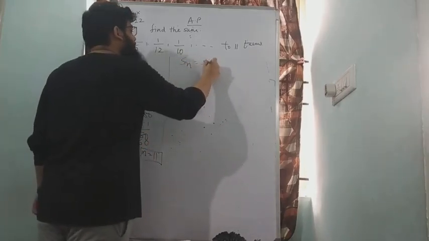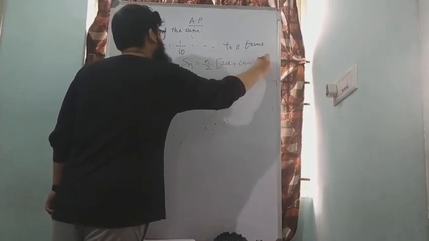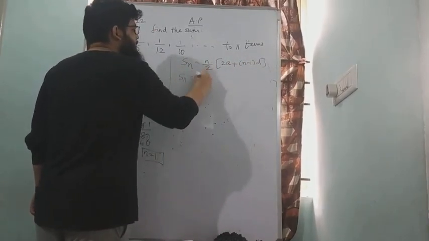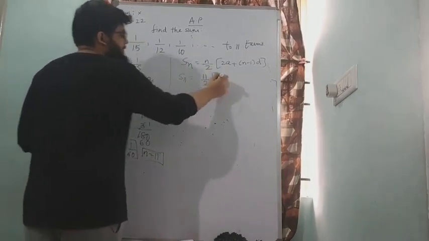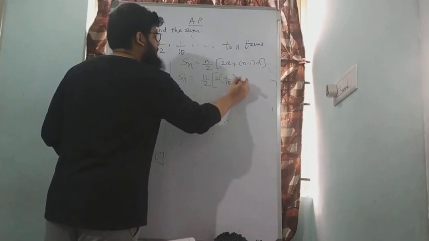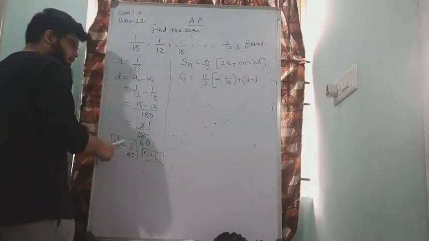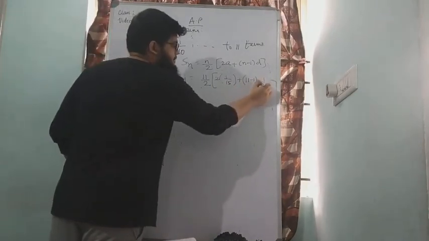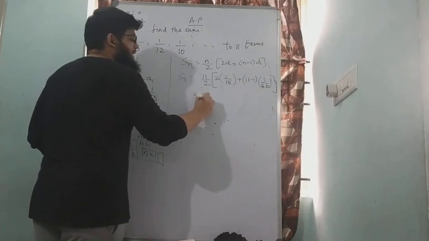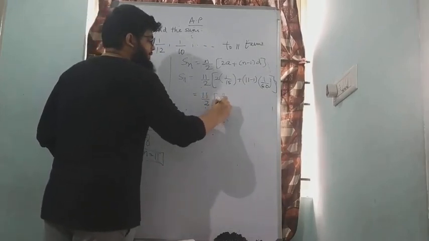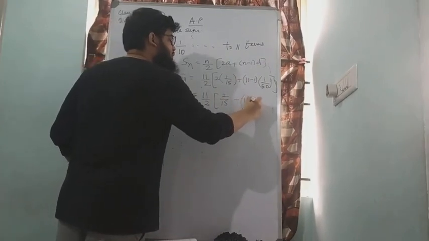Sn is equal to n by 2 into 2a plus n minus 1 into d. S11 is equal to 11 by 2, 2 into a will be 1 by 15, plus n, n is 11, minus 1, and d. d is 1 by 60. So 11 by 2 into 2 by 15 because 2 ones are 2, plus 11 minus 1 is 10, into 1 by 60.